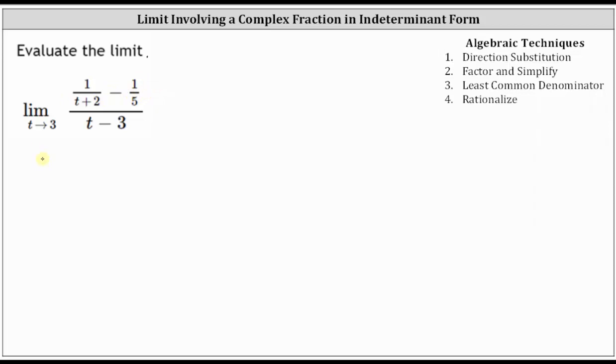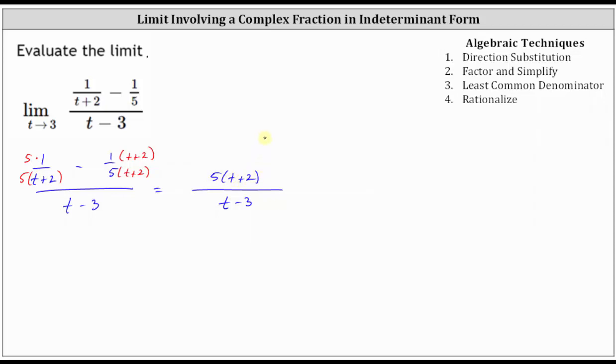So beginning with the complex fraction, if we needed to subtract the fractions in the numerator, we would have a common denominator, or least common denominator, of 5 times the quantity t plus 2, and therefore we'd multiply the numerator and denominator of the first fraction by 5. We would multiply the numerator and denominator of the second fraction by t plus 2. And now let's go ahead and subtract. Again, we have a common denominator of 5 times the quantity t plus 2. The numerator is now going to be 5 minus the quantity t plus 2.